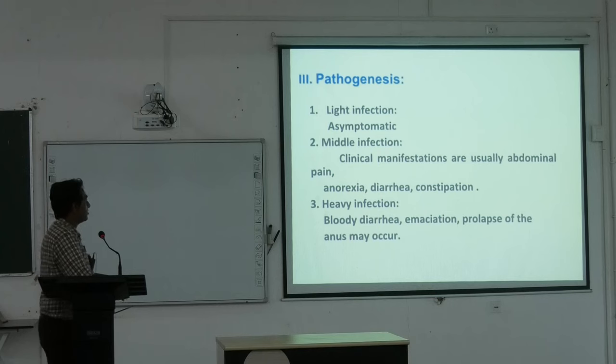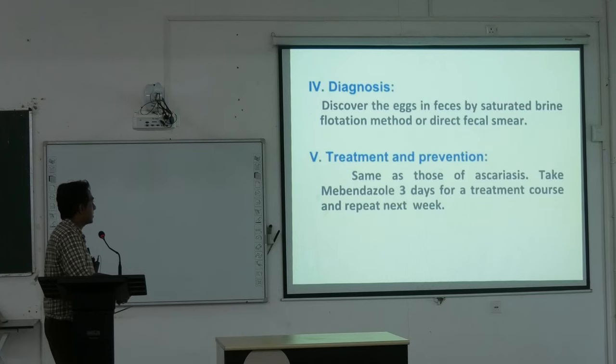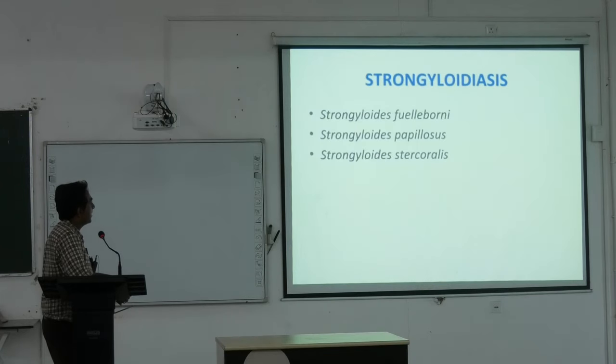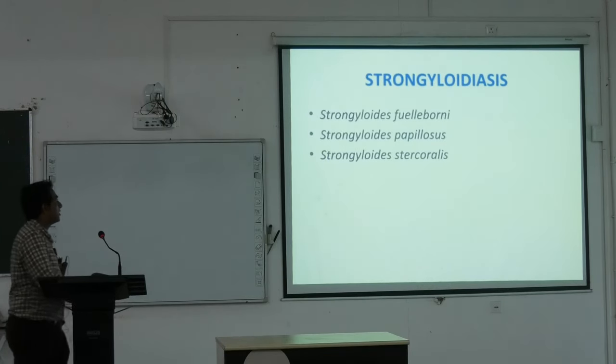Light infection, as I said, is asymptomatic. Moderate infection has clinical manifestations of abdominal pain, anorexia, diarrhea, and constipation. Heavy infection causes bloody diarrhea, emaciation, and rectal prolapse may also occur. Now coming on to Strongyloides.